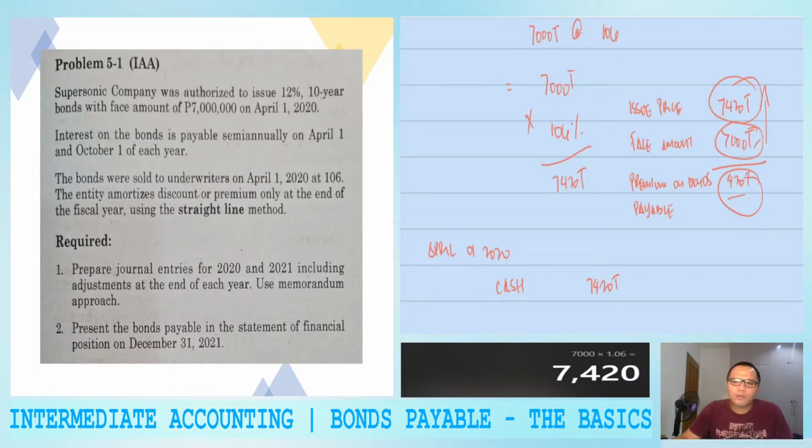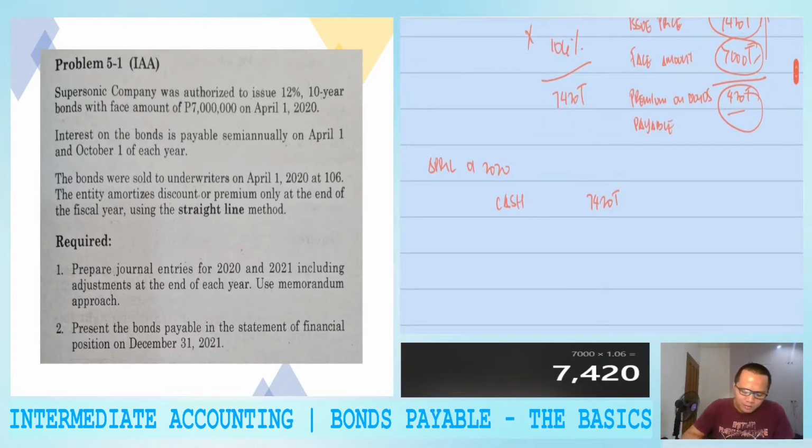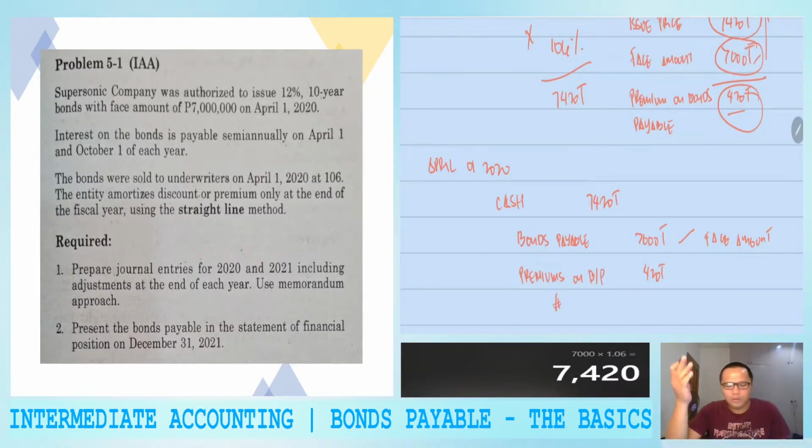So how do we record premium on bonds payable? Obviously, we have a corresponding credit here for the liability aspect of the transaction at 7 million. Again, the liability aspect is always recorded at face amount. Remember that always. Always to be recorded at face amount. The difference, which we said earlier is premium on bonds payable, is 420,000.